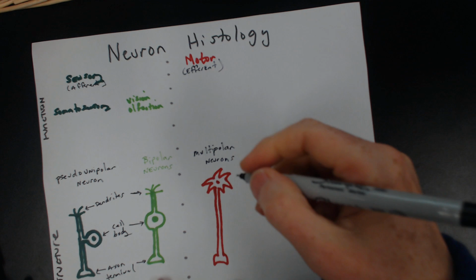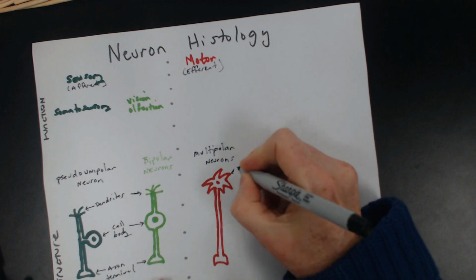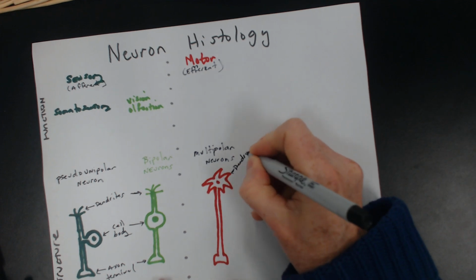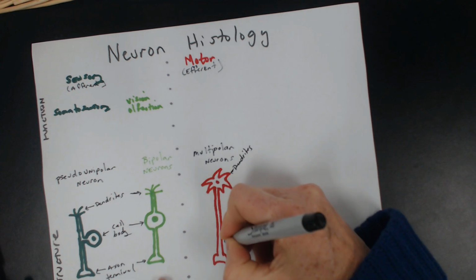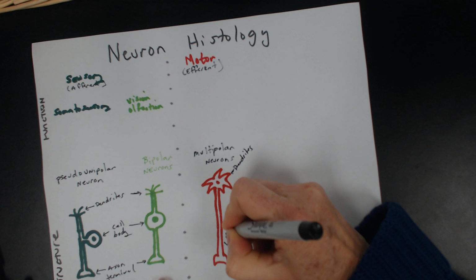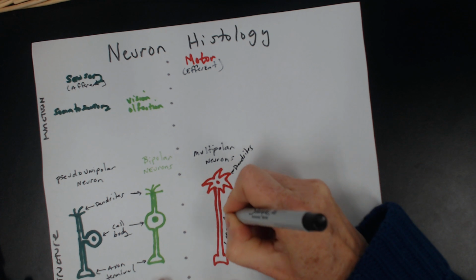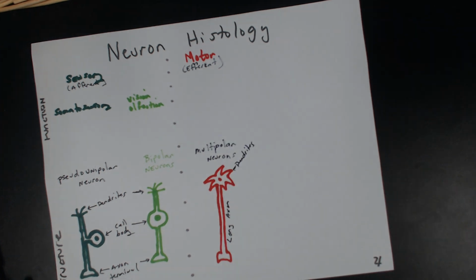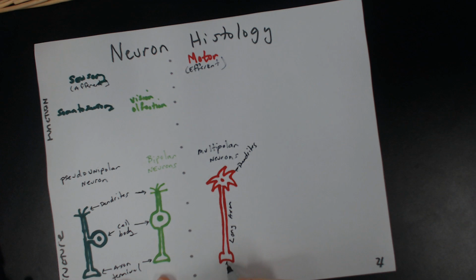So these are going to be your dendrites. And this is a characteristically long axon, specific for the motor system. And then here's your axon terminal.